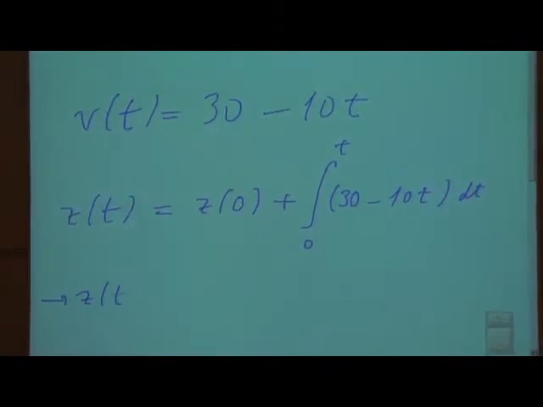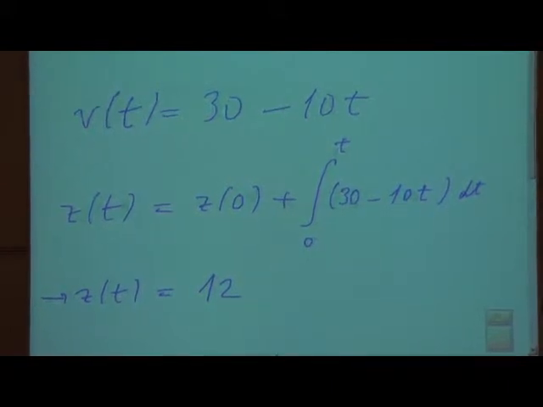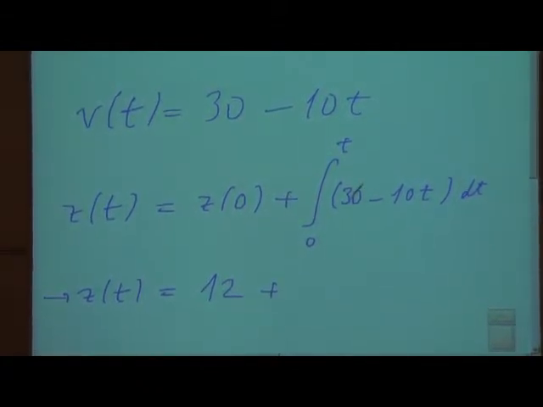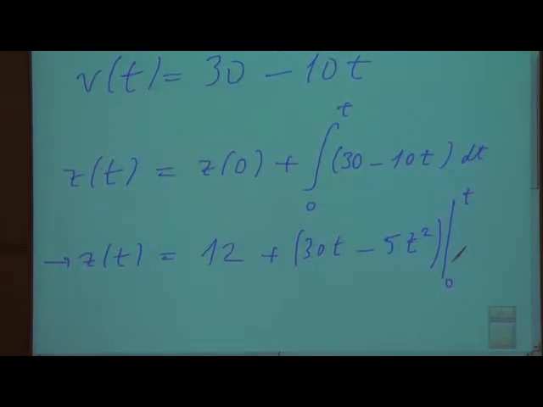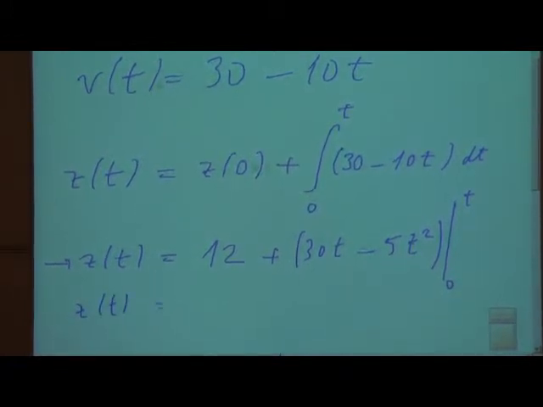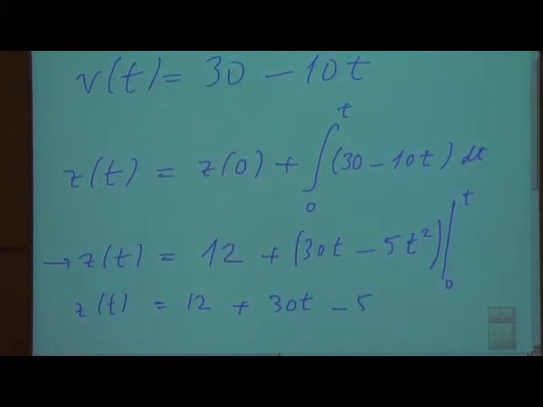Well, this gives me z of t equals 12. Because z of 0 was 12. You have to know that. You know, where the motion started. Plus, what is the integral of 30? 30t. Why? Because if you take the derivative of 30t, you get 30. And what's the integral of minus 10t? Does anybody understand why this is minus 5t squared? Well, in this case, the zero is not important because all the terms are zero anyway. That's not always the case, but in this case, it is true. So, we have the final result. z of t is 12 plus 30t minus 5t squared.